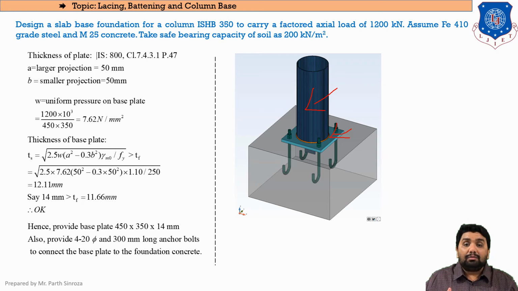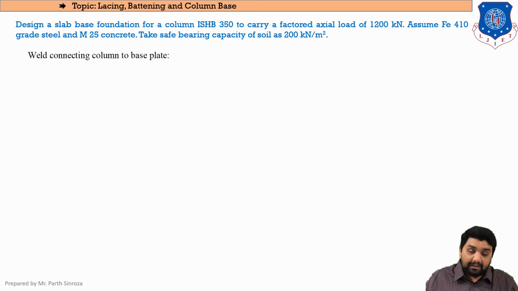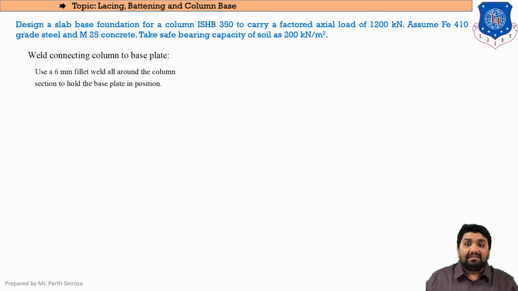Now we will be dealing with the connection of our column and base plate. To connect the column to the base plate, we will always be providing welded sections. So now we will be designing the weld portion. The weld connecting column to the base plate will be found this way. The size of weld is not given in the question, so we will always assume the size of weld to be 6 mm across all the borders.